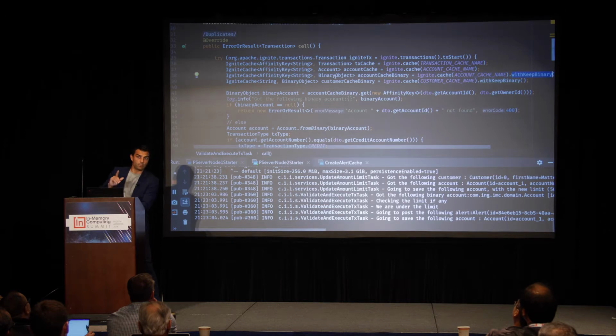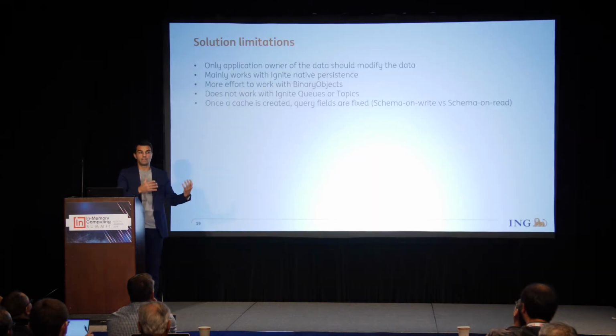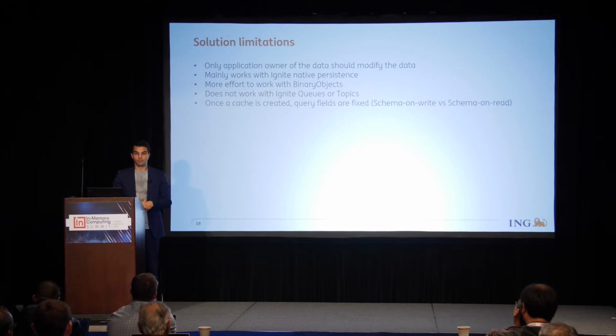Unfortunately, this with keep binary method doesn't exist on queues or topics. But from what I understand of how it's implemented behind the scenes, I don't think it's a big deal for Ignite or Gridgain to implement this. So I guess if we all ask loudly, they will do it.